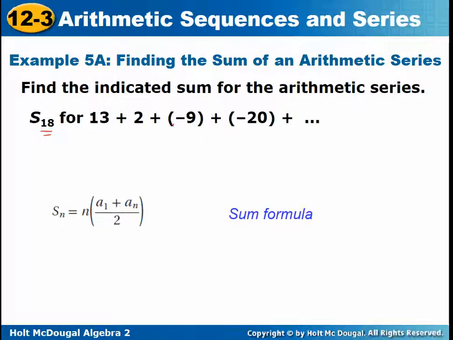13 plus 2 plus negative 9, and so on. So that would be a lot of work because we don't even have them all written down, and we'd have to find them, and we might make mistakes, and there's too many. So here's what we're going to use: the formula.